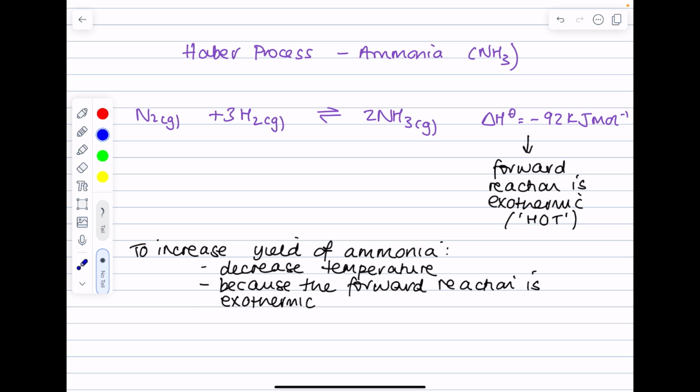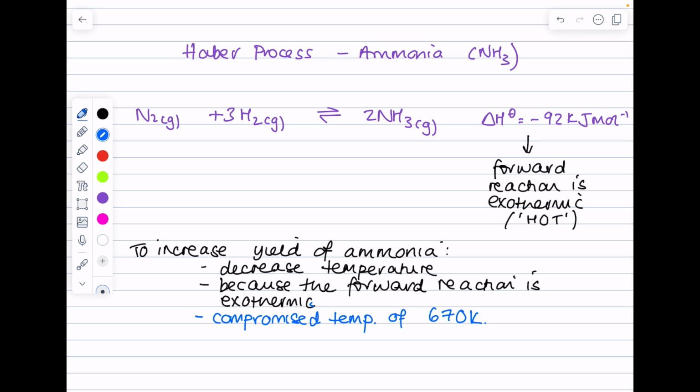Sometimes they ask you about compromise conditions. Remember, by decreasing the temperature, despite the fact you're increasing the yield of ammonia, decreasing the temperature has the knock-on effect of lowering the rate of reaction because it means that particles have less kinetic energy. So in the end, we use a compromise temperature of 670 Kelvin because that gives a sufficiently high yield as well as a sufficiently high rate of reaction.